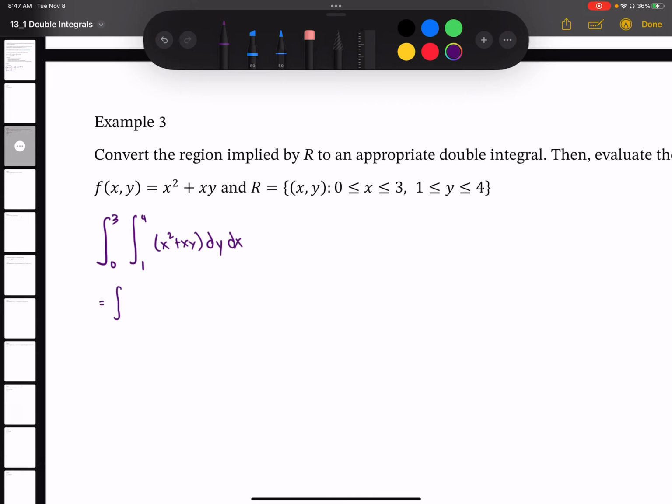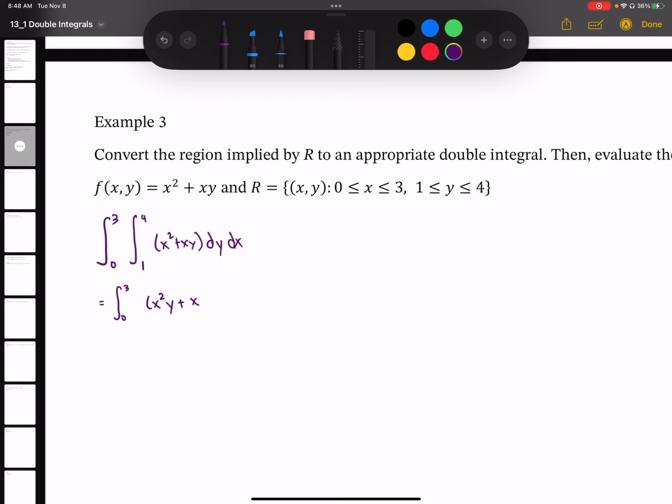I'm doing this a different way than we did in example 1. So this is the integral from 0 to 3. If we integrate the internal integral with respect to y, x squared is a constant, which means we add a y to it. So that would give us x squared y plus, and then if we integrate xy, we want to get x times y squared over 2.